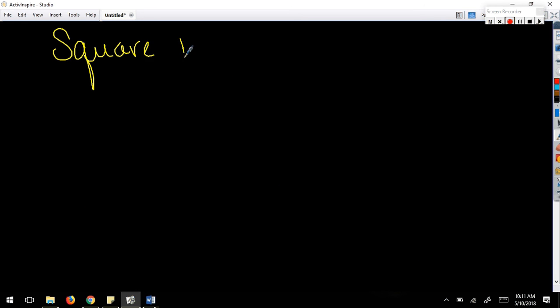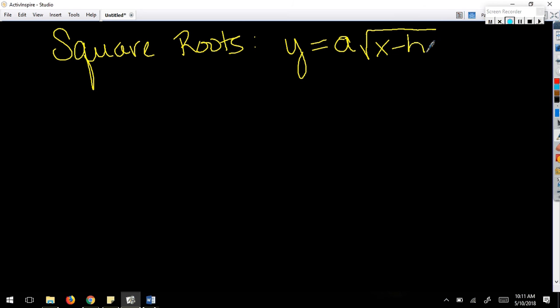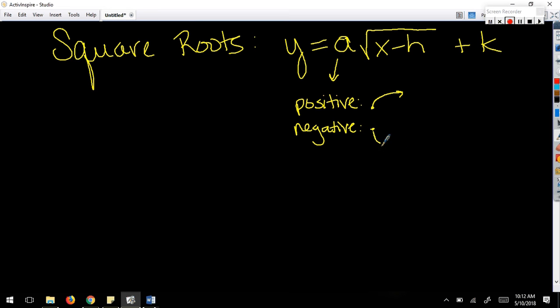So square roots, the equation itself is going to look a lot like whenever we did quadratics. We're going to put an A in front of the square root. So a couple things. A tells us if it's up or down. If A is positive, then it's going to go in this direction. But if A is negative, it's going to look like that.